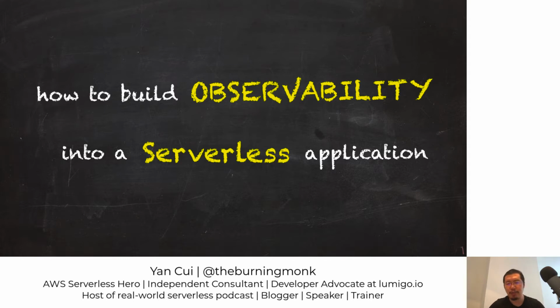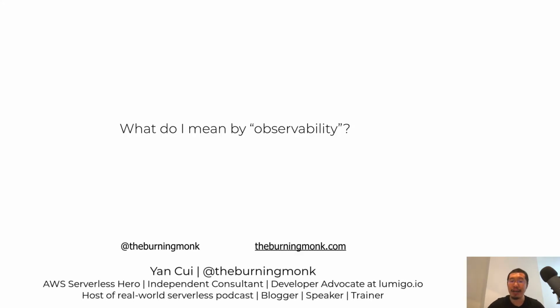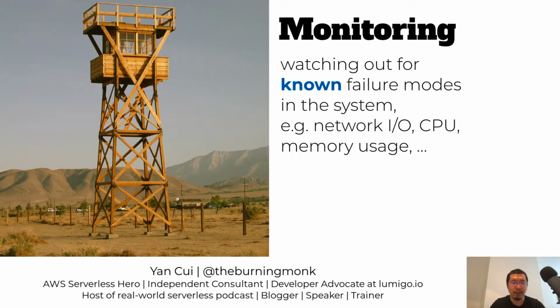I thought I would start by explaining what I mean when I think about observability and how it is different to monitoring. Monitoring to me means watching out for failure modes that you already know about, such as network I/O spiking, CPU spiking, or potentially using up too much memory. It lends itself really well to being shown on dashboards and monitors and having them put into the offices whenever we all return to our offices.